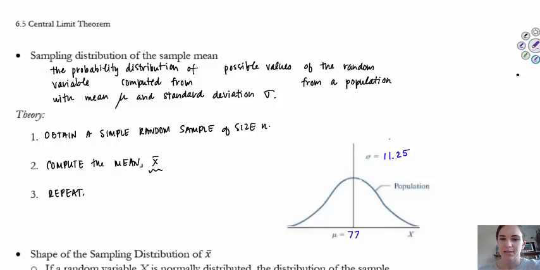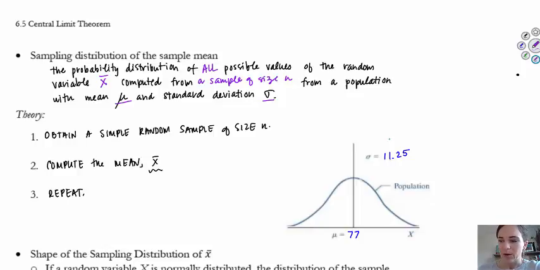In this section, we look at the sampling distribution of a sample mean. That's a probability distribution of all possible values of the random variable x bar, the sample mean, computed from a sample of size n from a population with mean mu and standard deviation sigma.